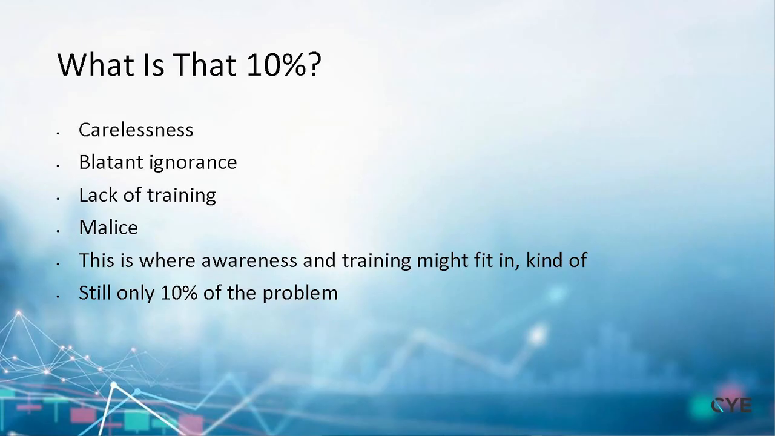But what's that 10%? It might be carelessness, it might be blatant ignorance, it could be a lack of training. The one thing we don't like to say, when you make your user a last line of defense, is what if they're malicious? 3 to 5% of the general population are sociopaths or psychopaths. These are people who will do you harm if given the opportunity. You've got to account for the fact that you have psychopaths and sociopaths working for you. So in some cases you know them, but in many cases you're not aware of them.